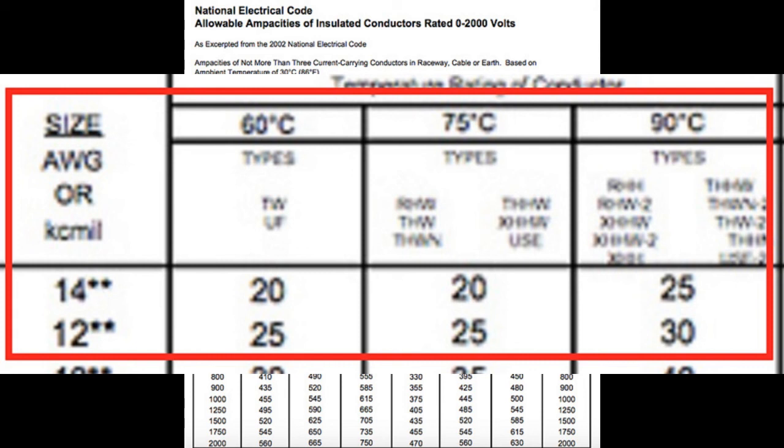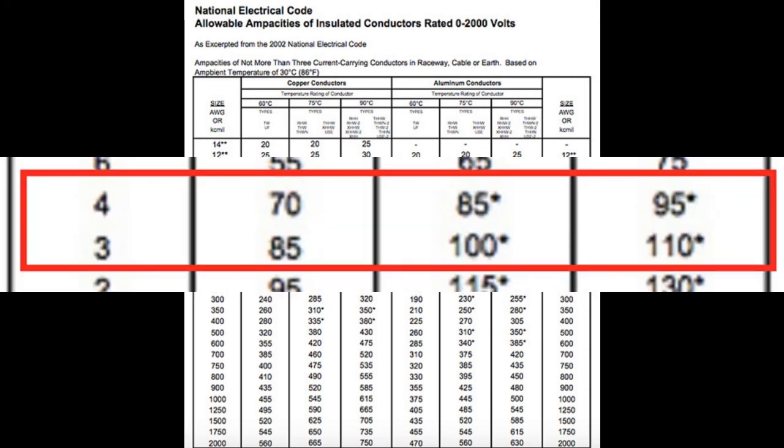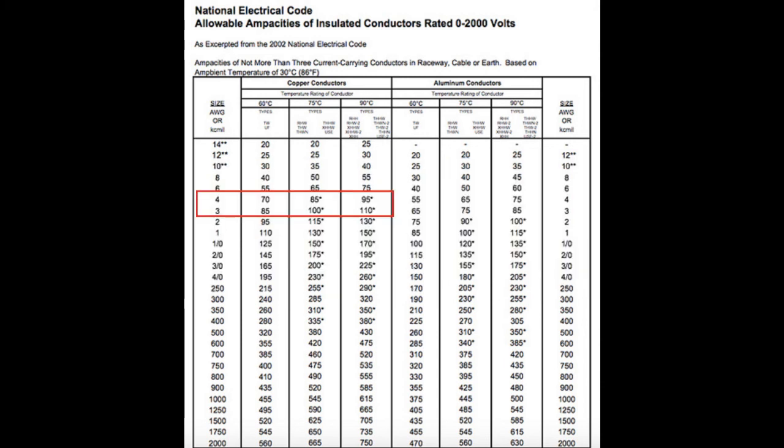If we went down the chart to, let's say, a 4 gauge wire, you'll see that it increases to 70, all the way up to 95 amps flowing through that wire. Again, it depends on the insulation. As current flows through a wire, it warms the wire. That's why the insulation is a factor and plays a role in how much current you can actually have inside a conductor.